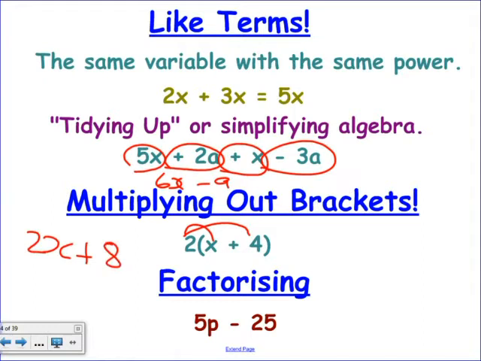The opposite of that, putting something into brackets, is called factorising in maths. What's the key with factorising? What are we looking for when we're factorising terms? Something that's common to both. Yeah. So what's common to 5p and 25? The number 5. So that goes outside the brackets. Ask yourself, what do I multiply by 5 to get 5p? P. What do I multiply by 5 to get 25? Minus 5, not 5. Okay.